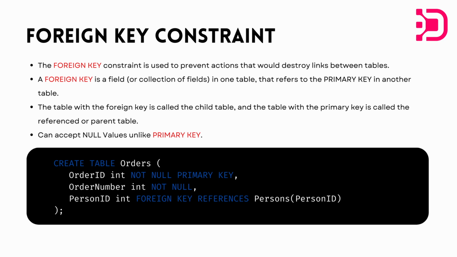But another important thing to remember is that the table with the foreign key is called the child table, and the table with the primary key is called the referenced or parent table. And unlike primary keys, foreign keys can accept null values. So let's just look into the demo so that this becomes clear for you.